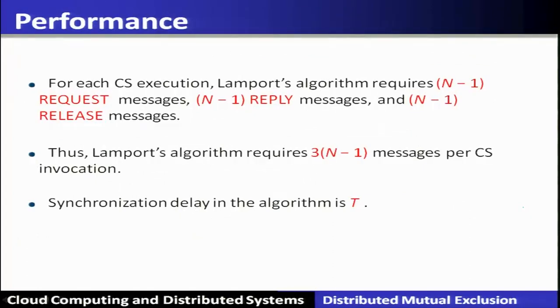Let us see the performance of Lamport's algorithm. It requires n minus 1 messages in the form of requests, n minus 1 messages in the form of replies, and n minus 1 in the form of release messages. The total bandwidth of this algorithm is 3(n minus 1) per critical section invocation. The synchronization delay is quite obvious, that is T. Why? Because after the release message, the one which is at the top can go into the critical section. As soon as the release message is received, that is nothing but a T delay.